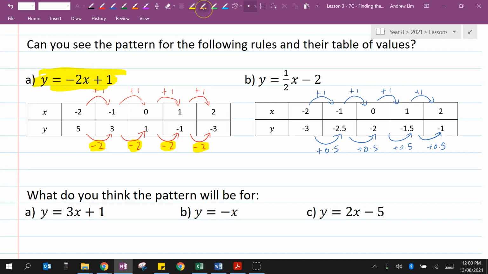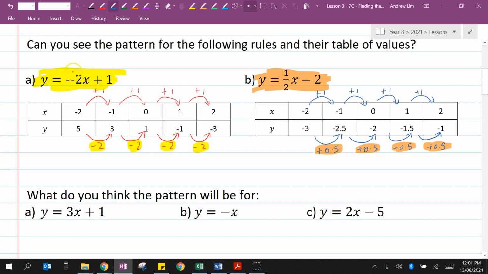Can you see anywhere in the rule that might suggest that the pattern will go down by 2? Or what about question B? The pattern here is it's going up by half. It's positive. Can you suggest anywhere in this rule that might suggest that it's always going to go up by half?